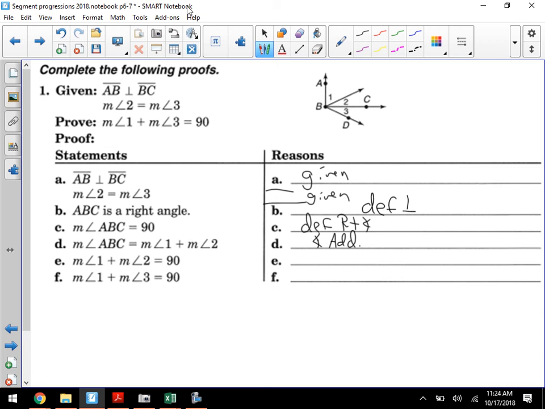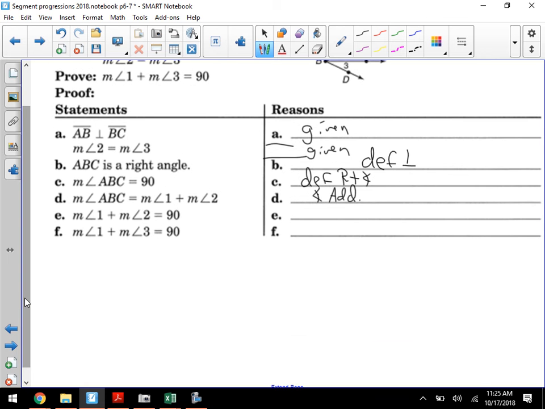We know that angle ABC equals 90, and angle ABC equals 1 plus 2. So why does angle 1 plus 2 equal 90? Substitution. Very good. Remember, if you can't figure out what happens, look back above. Anytime you see something replicated, and then the two things that are equal to it are set equal to each other, that's a dead giveaway that you have substitution.